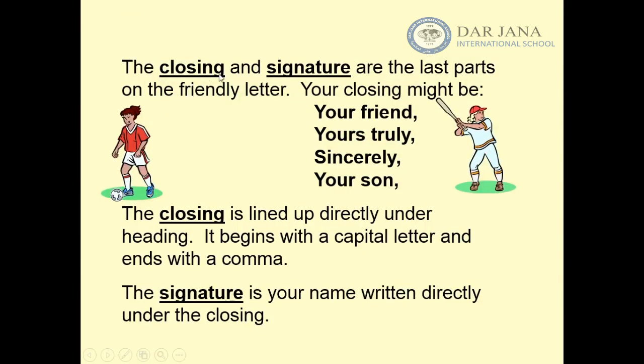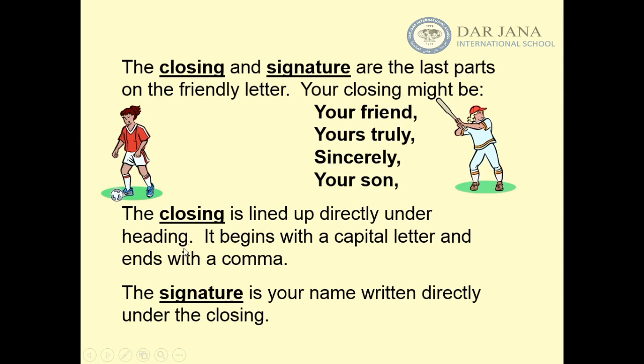Now the rest of the friendly letter parts, we have the closing and the signature. These are the last parts on the friendly letter. Your closing might be "Your friend," with a capital and a comma, or "Yours truly," or "Sincerely," or "Your son," for example, if you're writing for your parents, also with a capital and a comma. The closing is lined up directly under the heading.